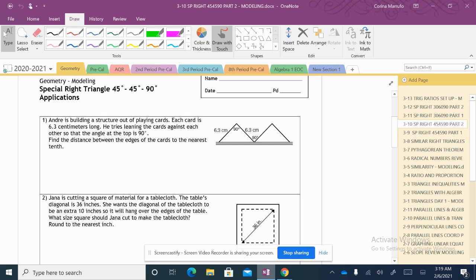We're still going to be working with 45-45-90 triangles, but now we're going to do the application. So Andre is building a structure out of playing cards. Each card is 6.3 centimeters long.